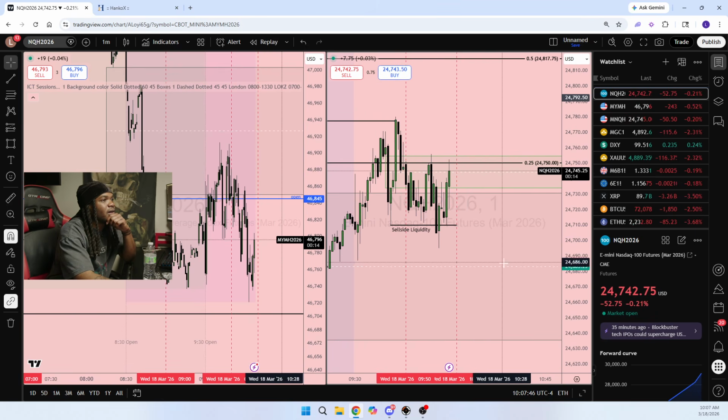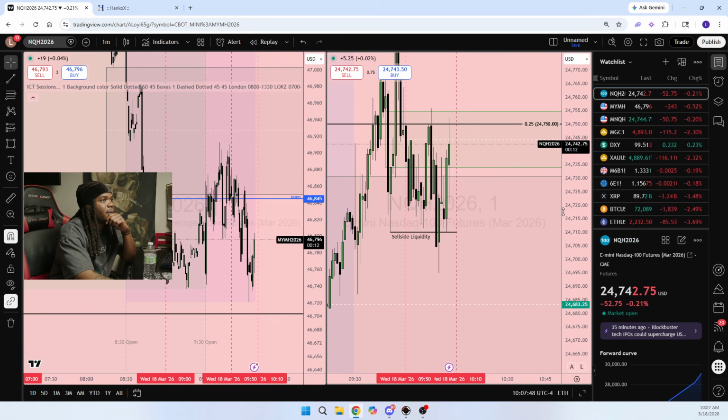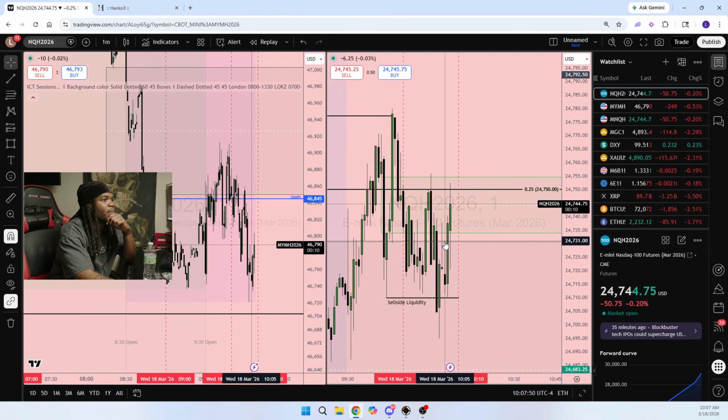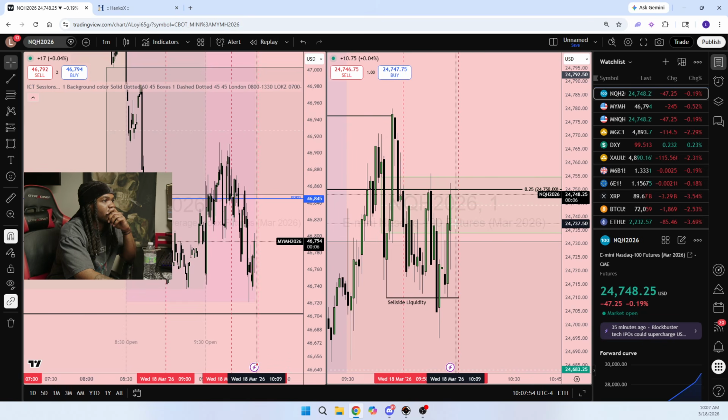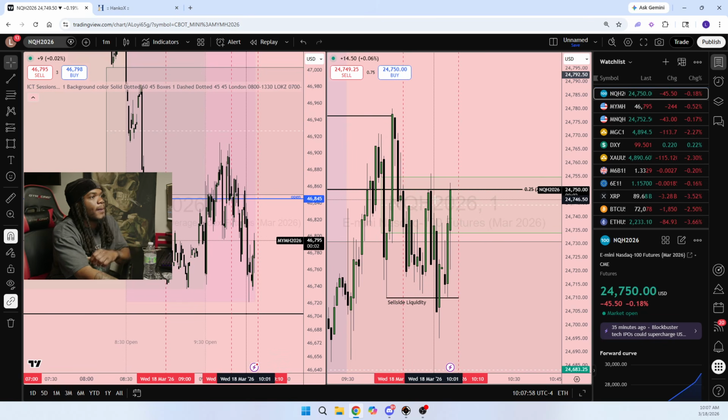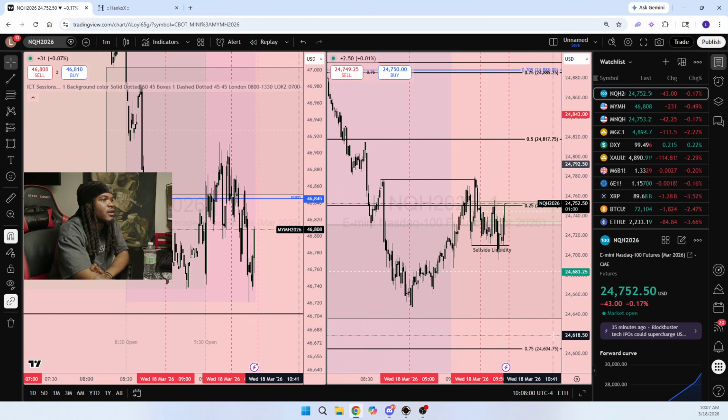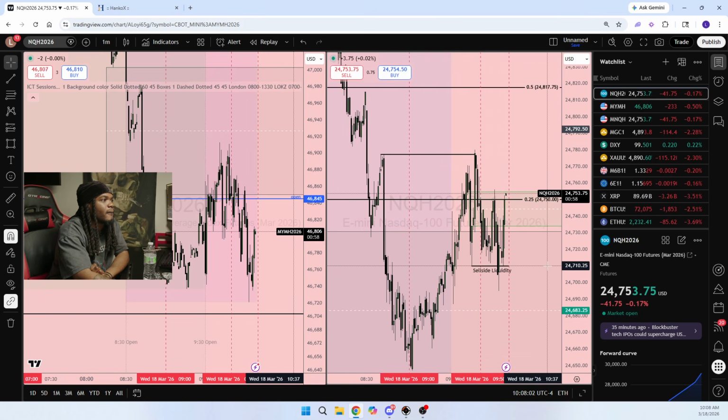Now, right now, I'm not liking what I'm seeing, right? But we still haven't had no bodies close on this upper half for real. Except this one right here, which was the opening of that 10 o'clock candle. But let's see what happens.